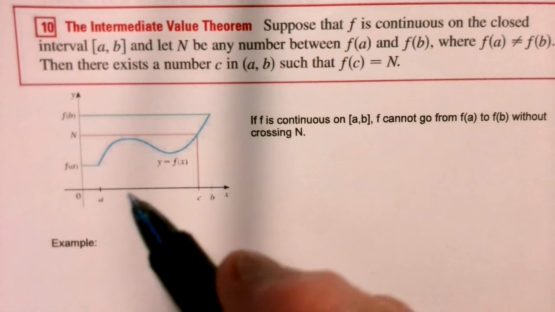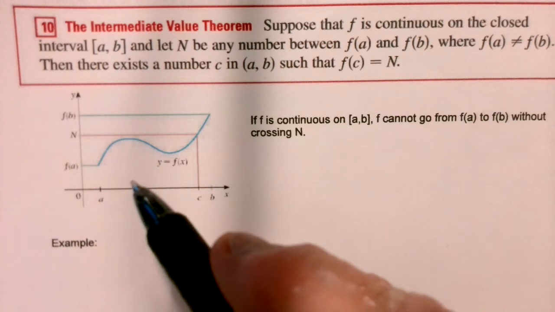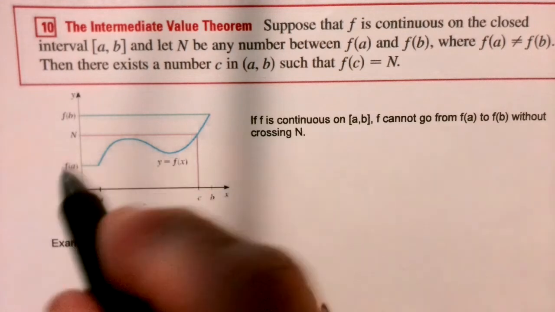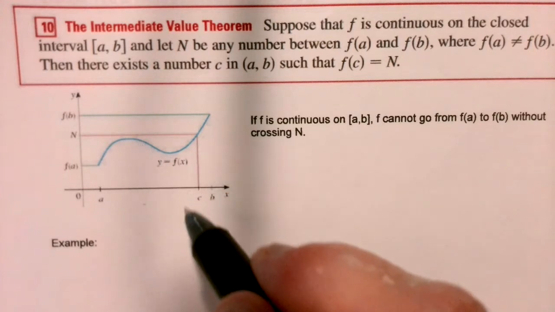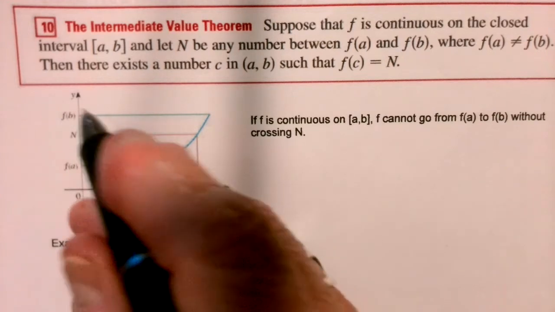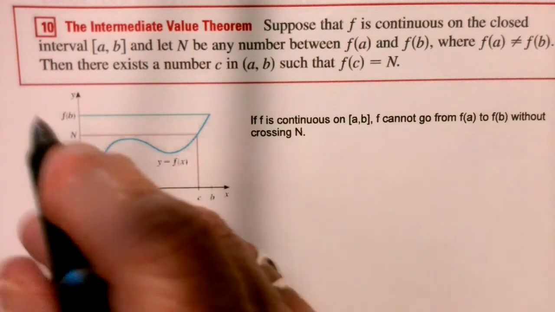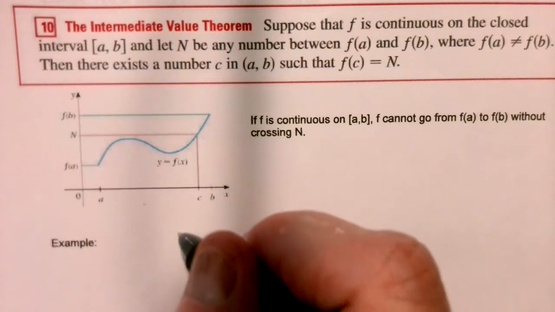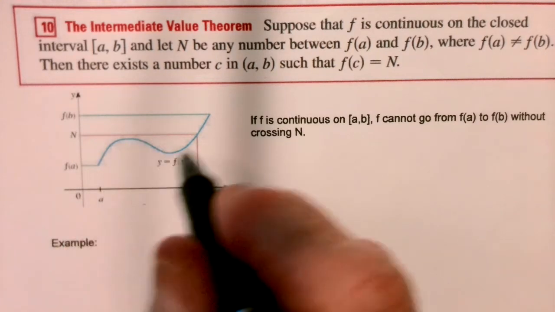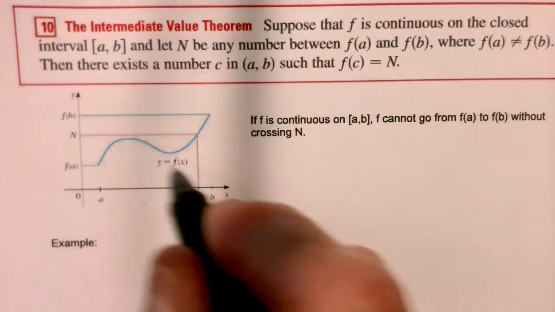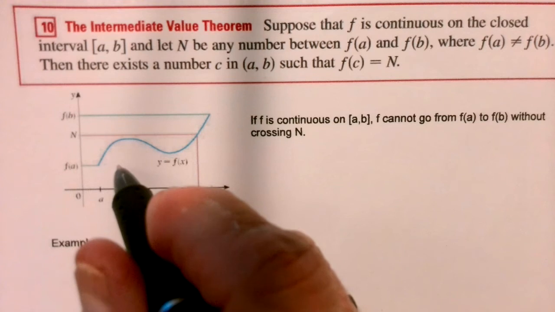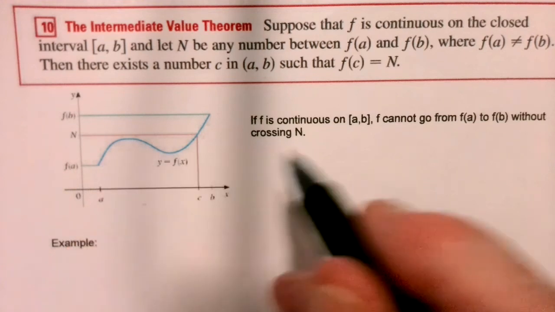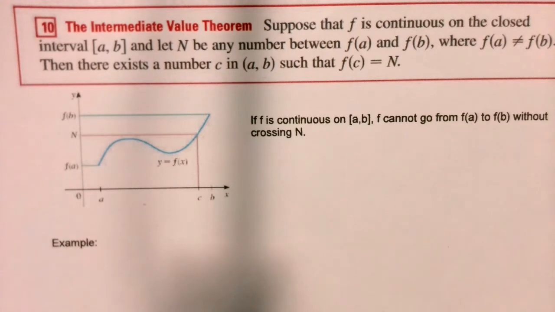So basically it's saying that you cannot go from f of A to f of B without passing n. That's what I mean. It's kind of like the speedometer, a continuous function, your speed when you're driving a car. You can't go from 0 miles an hour to 60 without going through all the other speeds. Your speedometer may go through them real fast, but it will go through them.